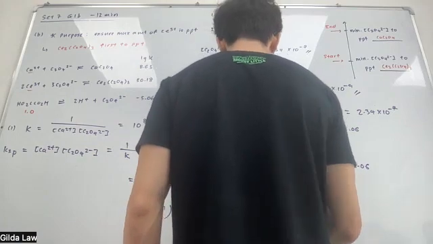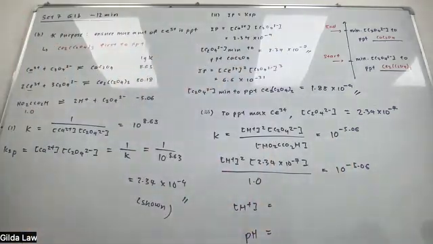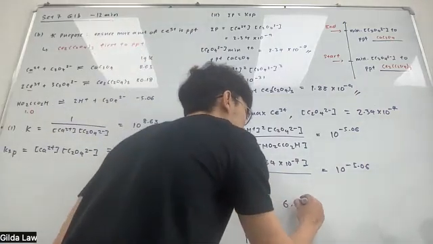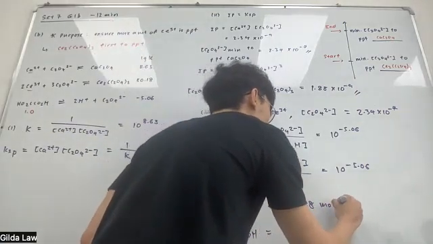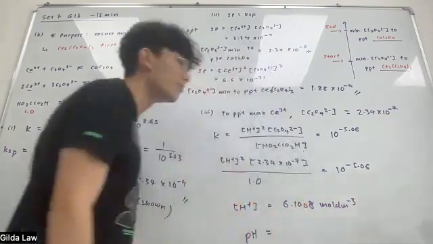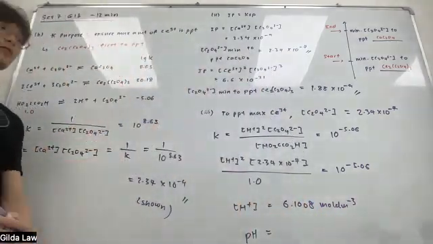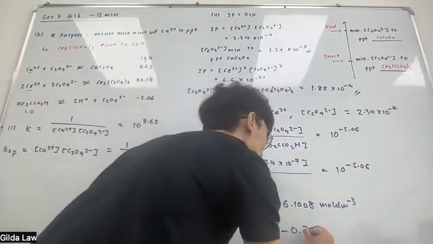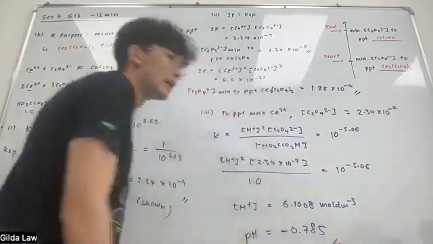Okay, so you notice something, guys. I want to highlight one thing over here. Once you calculate H+, you realize that the concentration of H+ is very, very high, 6.1 mole per dm cube. If you put negative log into the calculator, you will get negative 0.785. That is the answer.